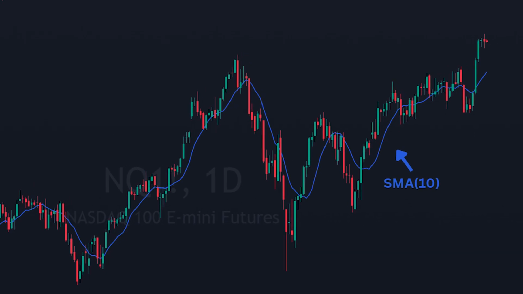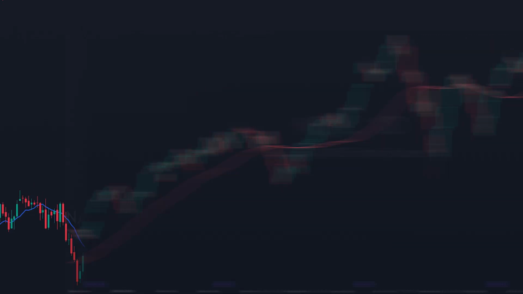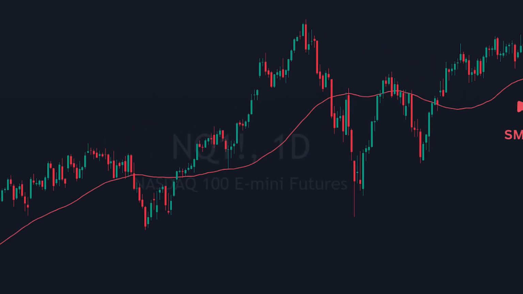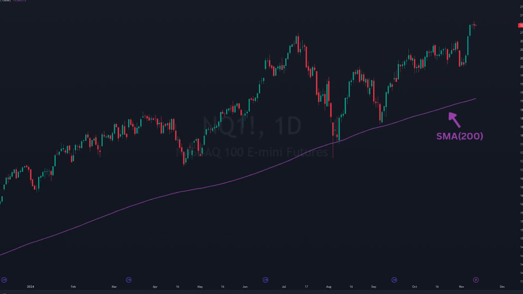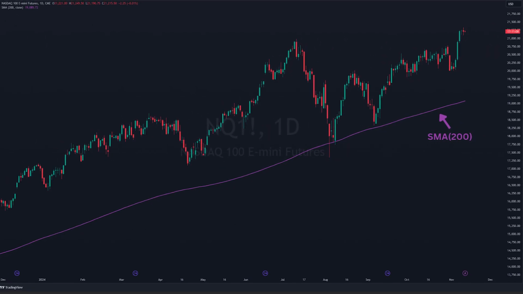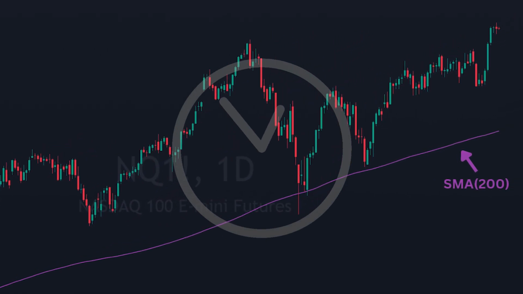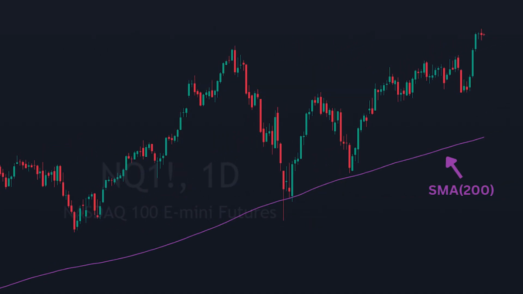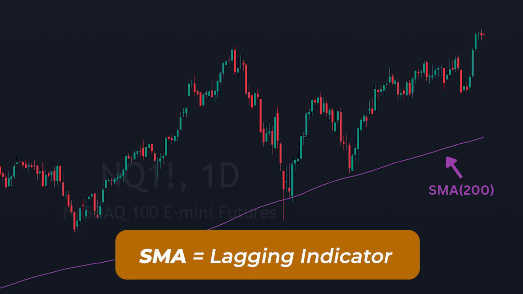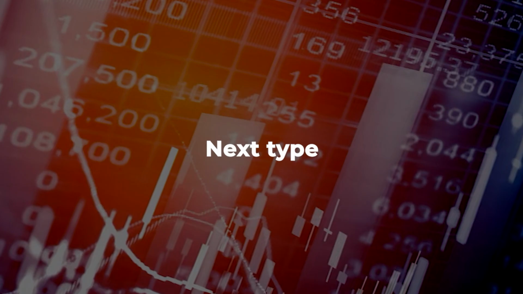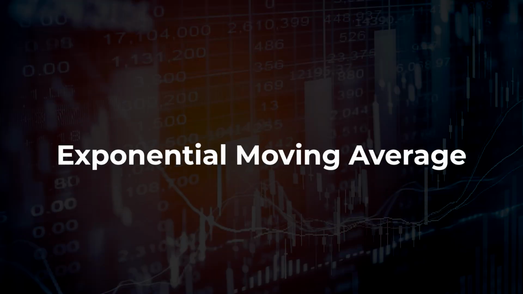The SMA is fantastic for identifying long-term trends. A 50-day SMA can show the general direction of the market over the past couple of months, while a 200-day SMA gives an even broader view. The trade-off, though, is that the SMA reacts a bit slower to price changes since it treats all data points equally. This slower reaction means that the SMA is a lagging indicator. While this makes it great for spotting overall trends, it may not always capture sudden changes in the market right away.